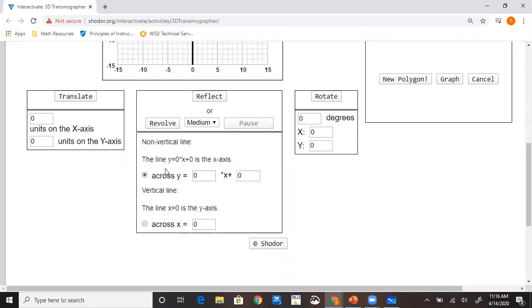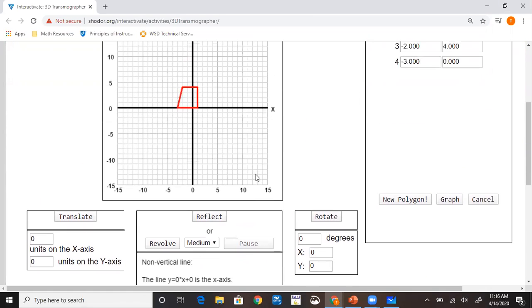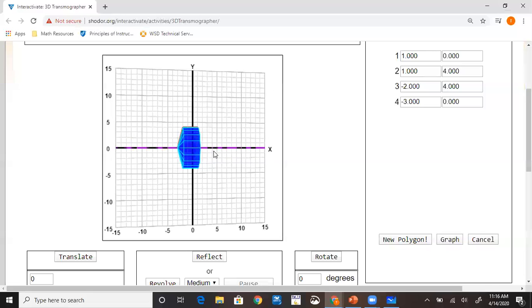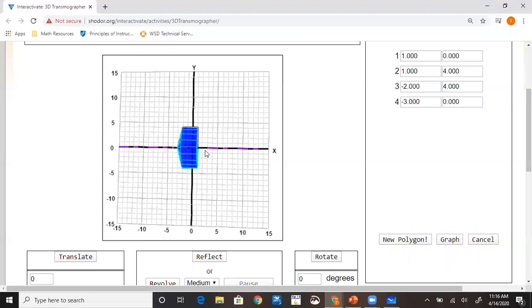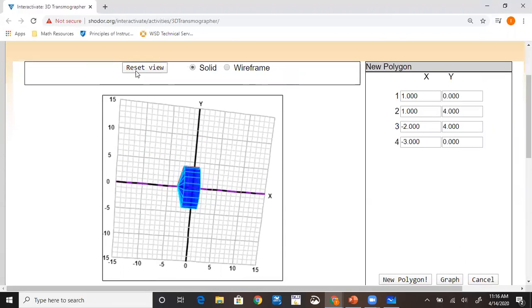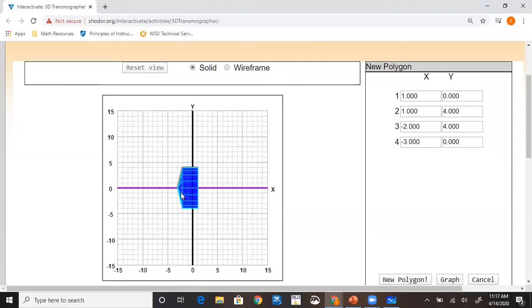So if I take a look at that, I've got a trapezoid and I want to revolve that around the x-axis. I'm going to come down here to where it says across y equals 0 and make sure that this number here is 0. And then I'm going to hit revolve. What that does is allow me to see three-dimensionally what's being formed when I revolve that around the x-axis. Looking at this, it kind of looks like a cylinder, but we have that peak over here on the left side.